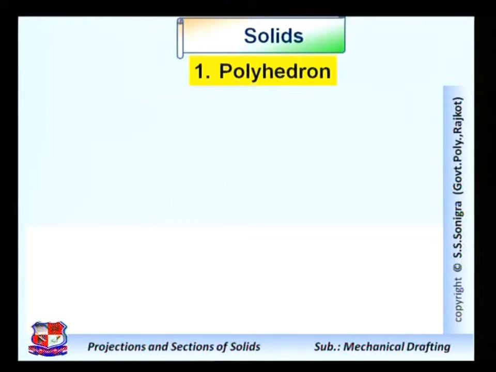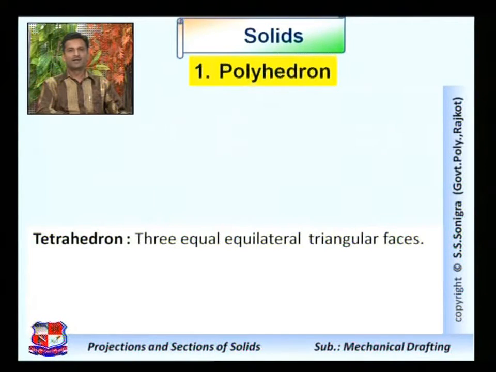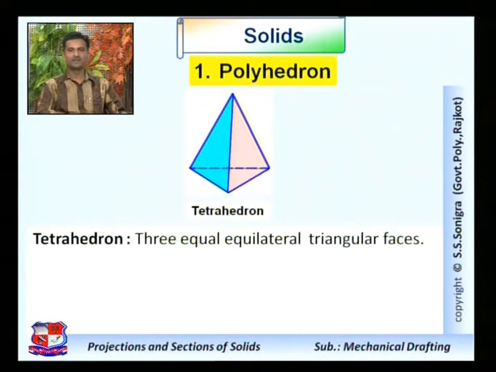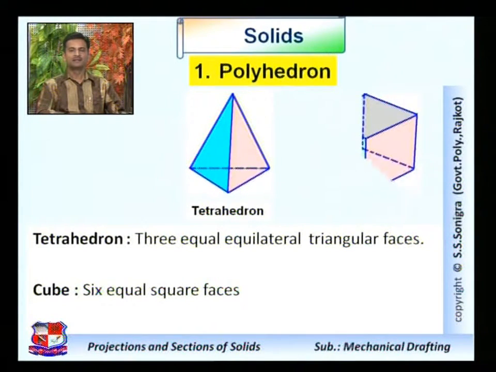Now polyhedron. What is a polyhedron? A tetrahedron, with 4 equal equilateral triangular faces, is called a polyhedron. This is a polyhedron, a typical shape solid. And second is the cube, with 6 equal square faces, and this is a cube. So both of these come under the category of polyhedron.